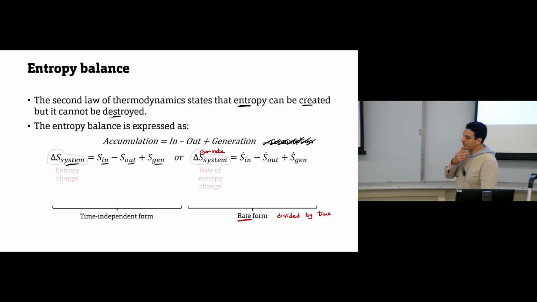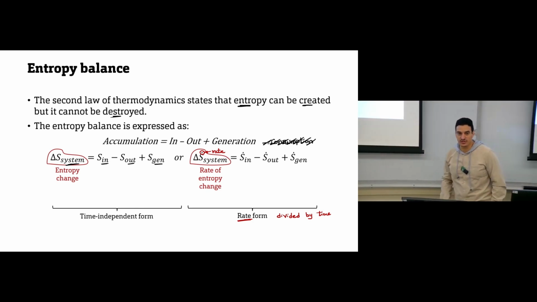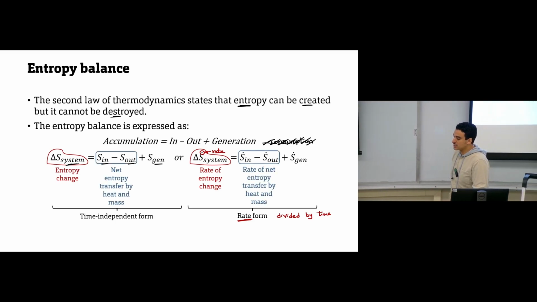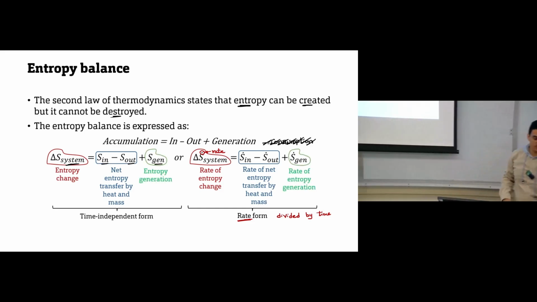So let's see the name of each term. Delta S is the entropy change of the system. Delta S dot is the rate of entropy change of the system. S in minus S out is the net entropy transfer by heat and mass. Not necessarily inlet and outlet, but also heat and mass are affecting this one. In the rate form, it's the rate of net entropy transfer by heat and mass. S generation is the entropy generation, or rate of entropy generation. So this is the definition of each term we have.